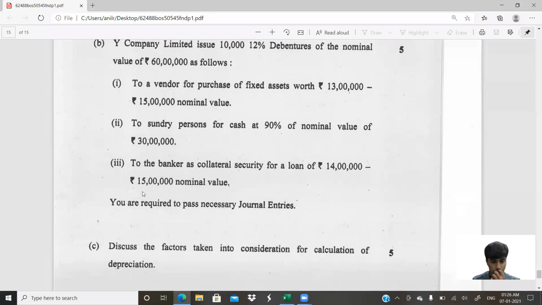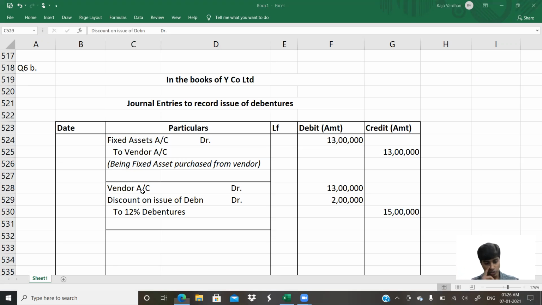Let me now go to number 2. To sundry persons for cash at 90% of nominal value, 30 lakh. So you're giving at what? 90% of nominal value. So 30 lakh worth debentures, you're giving at, what is it? 27 lakh. What about that balance 3 lakh? It is discount on issue of these debentures. Perfect. So let me write.